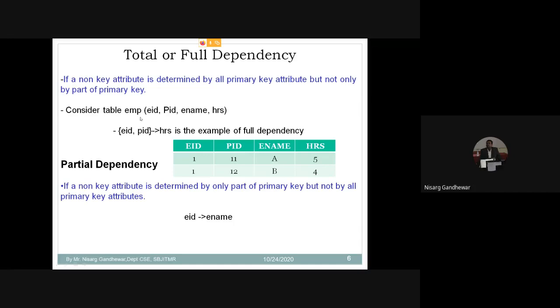Okay, now total dependency and partial dependency. We take a simple example, then we understand what this is. Suppose I say EID, PID determines the value of hours. This is an example of full dependency. If I know the value of employee ID as well as project ID, I can easily find the value of number of hours. So it's an example of total dependency.